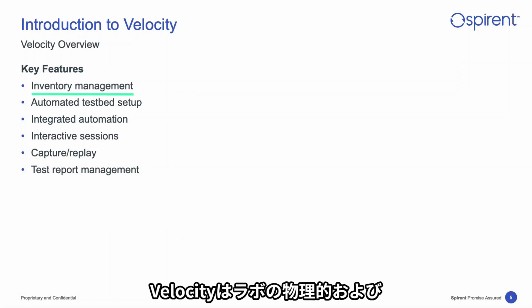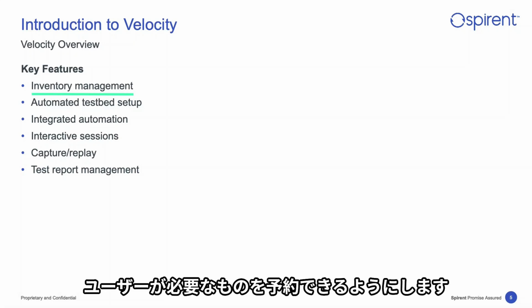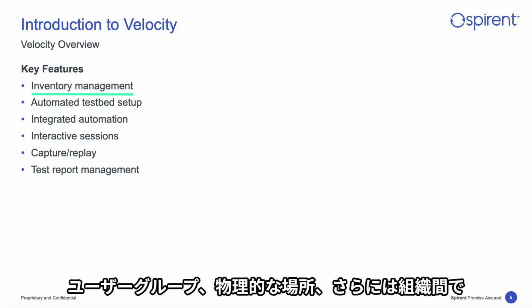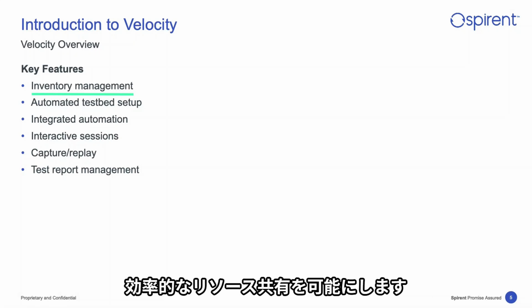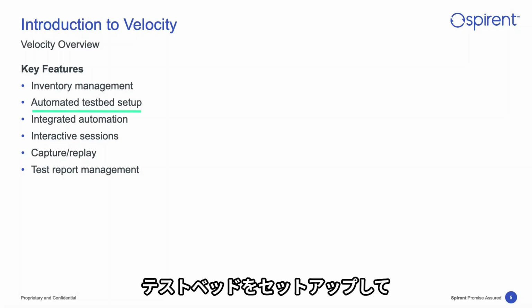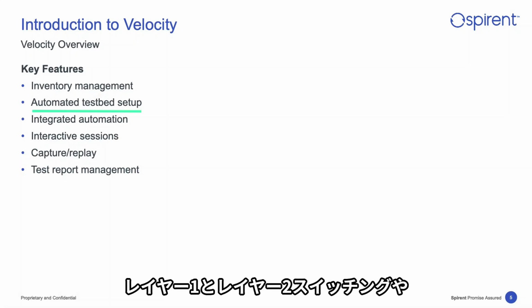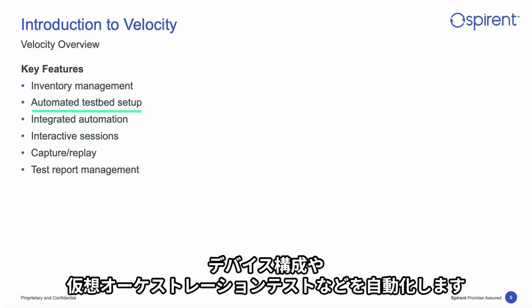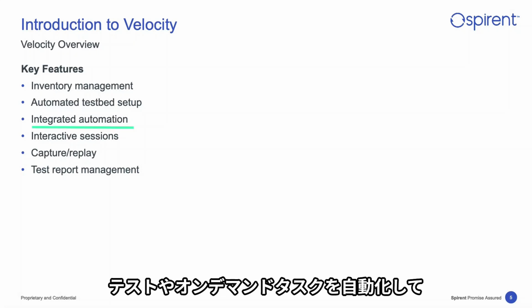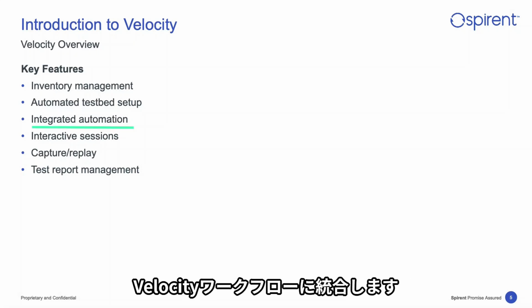Velocity tracks your lab's physical and virtual inventory, allowing users to reserve what they need and enabling efficient resource sharing between users, groups, physical locations, and even organizations. It can set up your testbed for you, automating things like Layer 1 and Layer 2 switching, device configurations, and virtual orchestration. Tests and on-demand tasks can be automated and integrated into your Velocity workflow.